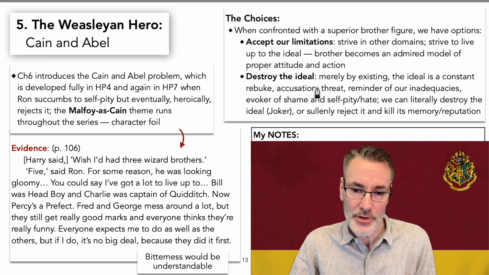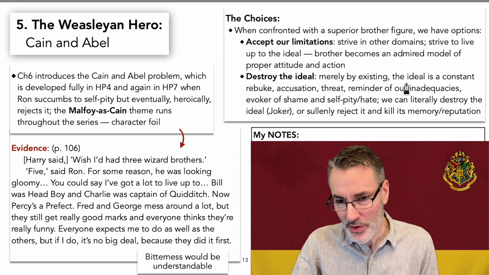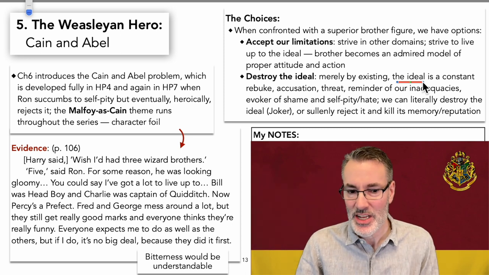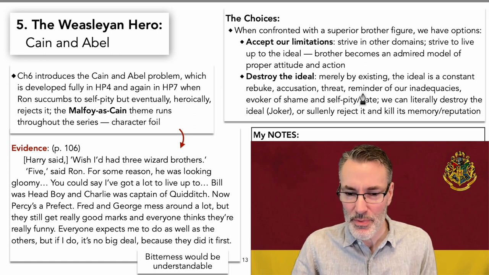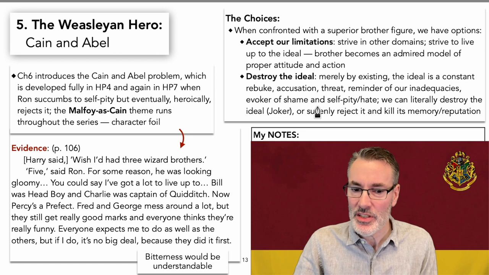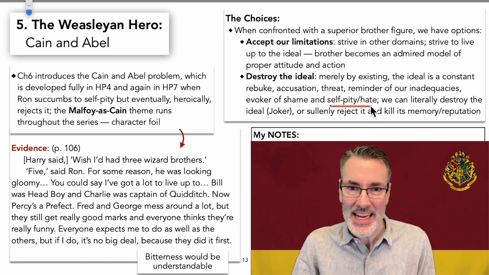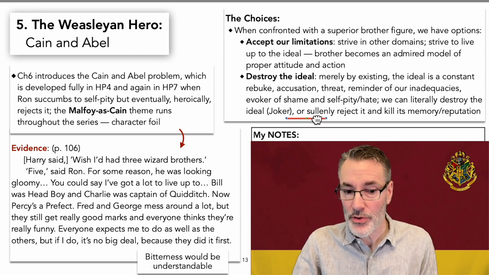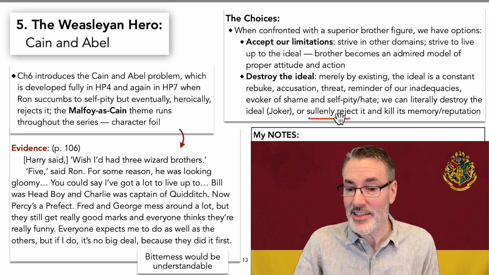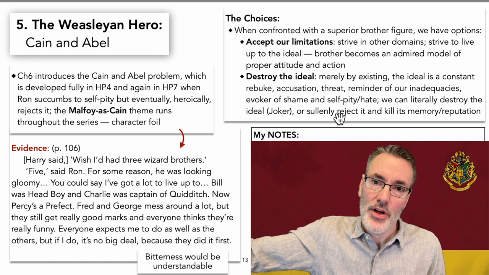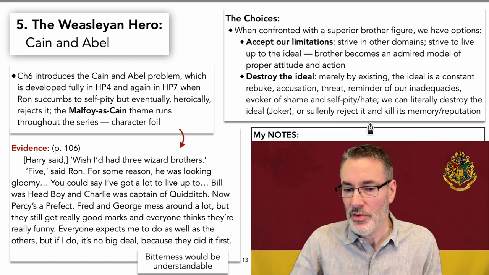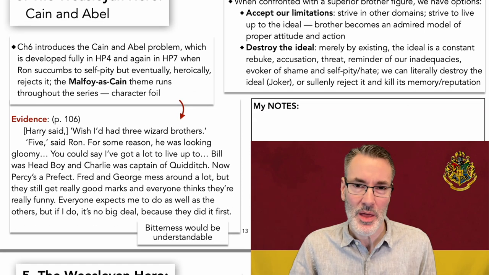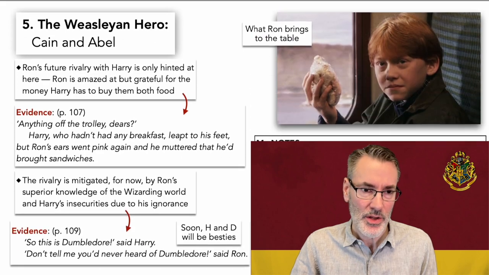Unfortunately, the world is full of this literal destruction of the ideal. By merely existing, the ideal, Ron, Harry, Percy, Fred, and George, their existence is a constant rebuke and an accusation, a threat to you, a reminder of your inadequacies, an evoker of shame and self-pity and self-hate. Those are dangerous feelings. And so we can literally just choose to destroy the ideal like the Joker does and Loki does, or we can sullenly reject it and kill its memory. Remove yourself from your friends, remove yourself from your family environment, and kill the reputation of people, reputation destruction, or simply kill off your memory of them and destroy all of that potential goodness and happiness and love.